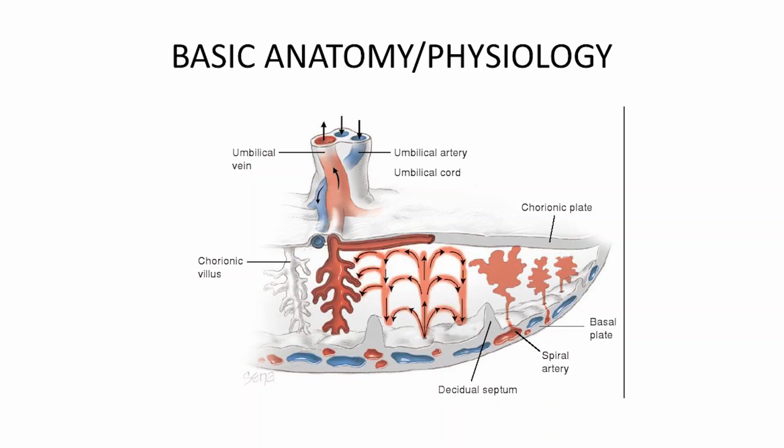And this structure here is the umbilical cord, which is inserted typically at the center. Here is a more detailed diagram of what has been described earlier. So we have the chorionic plate, we have the basal plate, we have the chorionic villi, and we have the umbilical cord with all the arteries there.